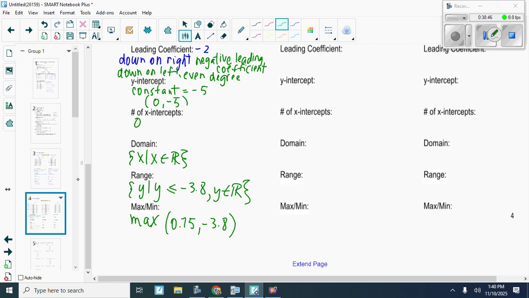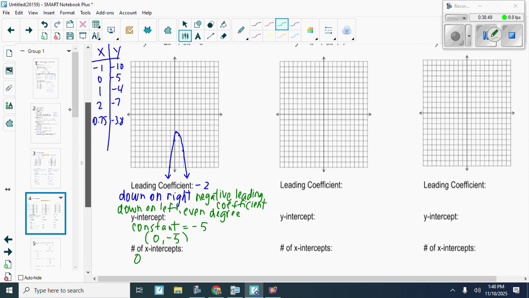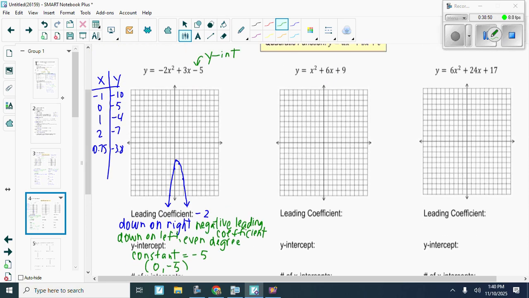All right, our next one. Let's take a look at this guy: x squared plus 6x plus 9. If you're feeling good, put it in your graphing calculator. Take a look at it, pull up your table of values, and go ahead and plot them.